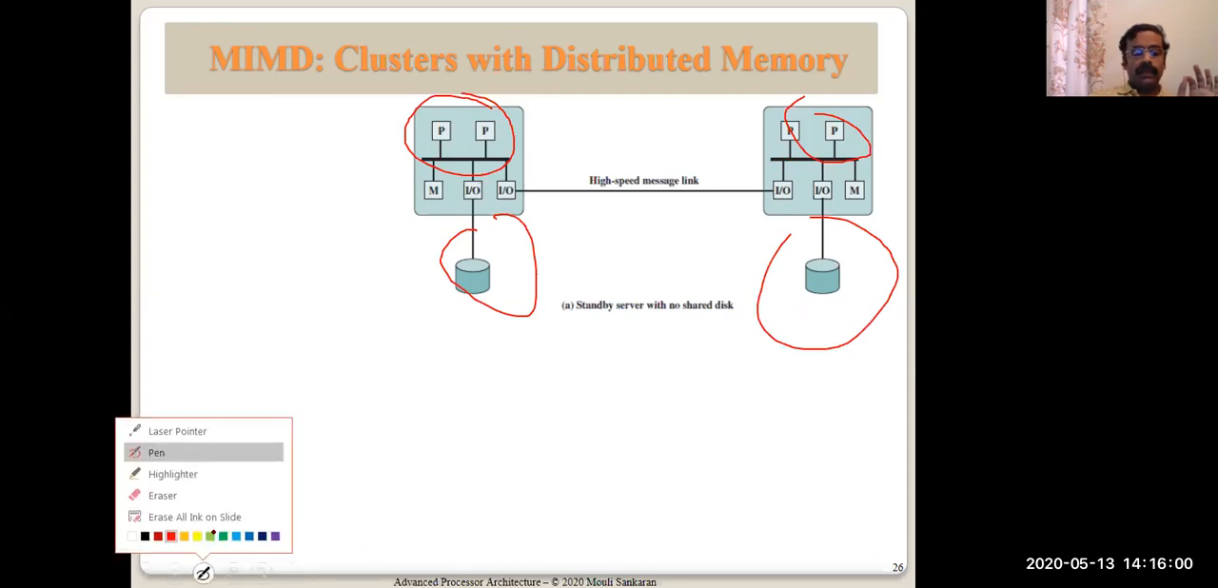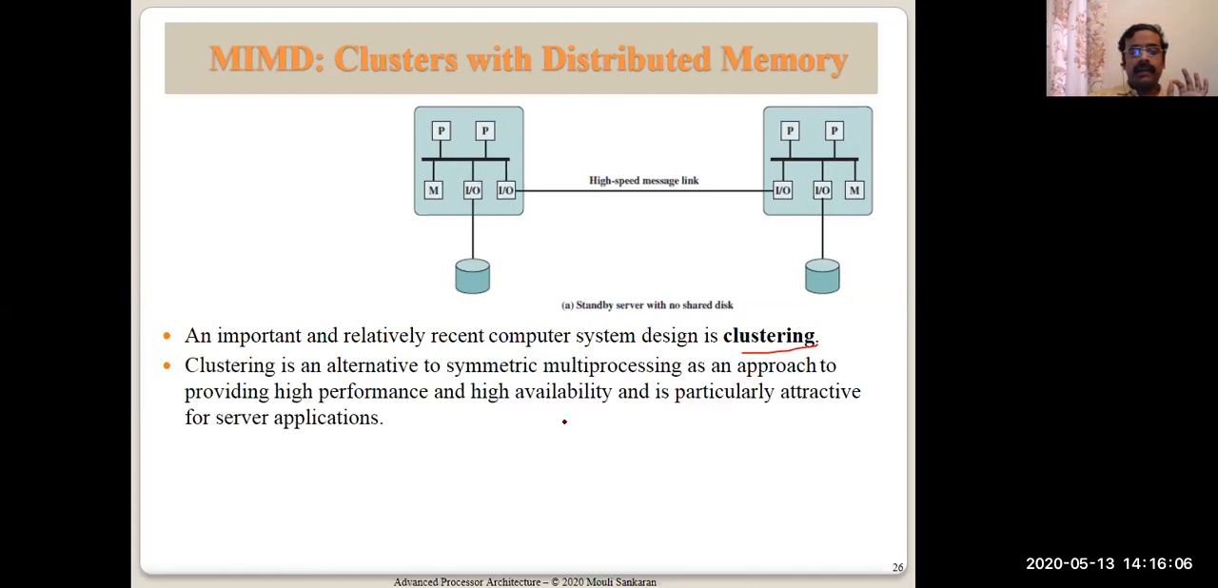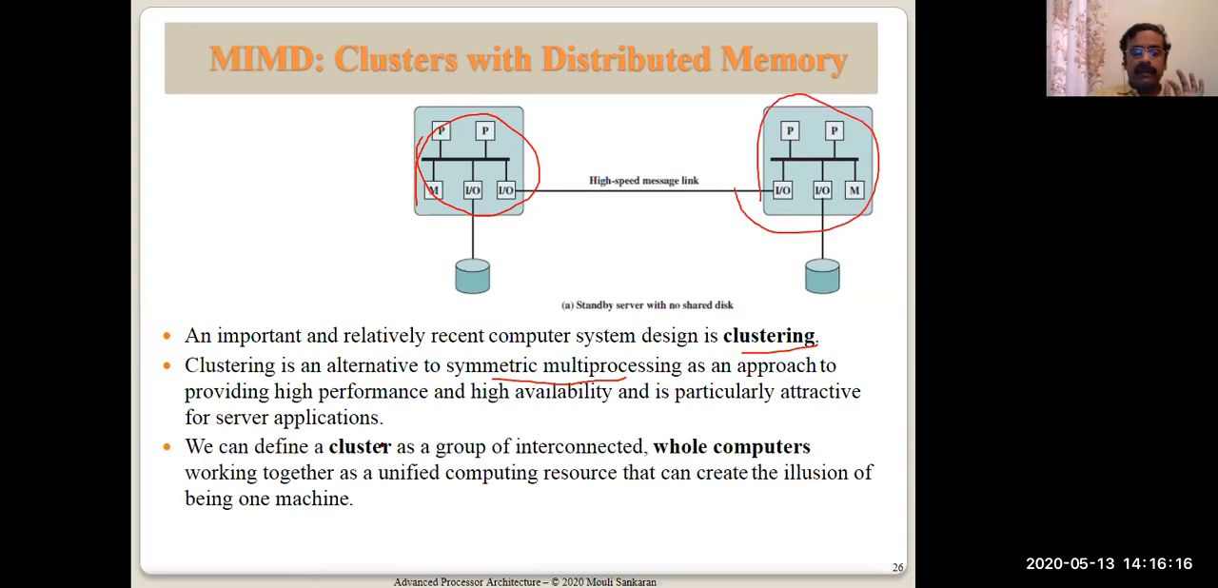So let me explain with one slide. An important relatively recent computer system is clustering. Clustering is an alternative to symmetric multiprocessing. It is not symmetric. What is running here will be totally different from what is running here. And they are called clusters, a group of interconnected processors. And one system is called a whole computer and they are connected.